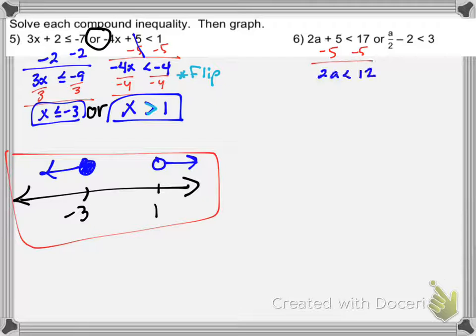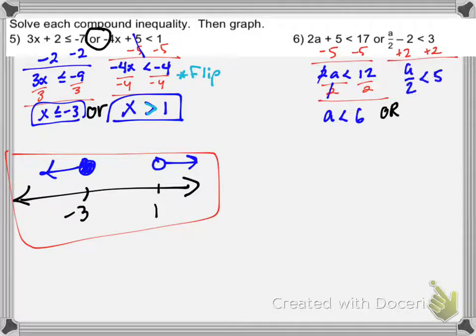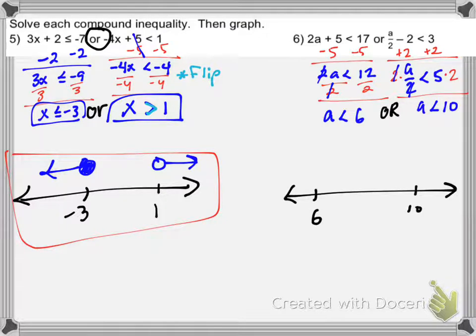So subtract 5 on both sides, divide both sides by 2. I got a is less than 6, or a is less than 10. Now this is interesting. They both go, if you're a math teacher, it's interesting. For you guys, I don't know, but you got to learn it. So they both go the same direction.